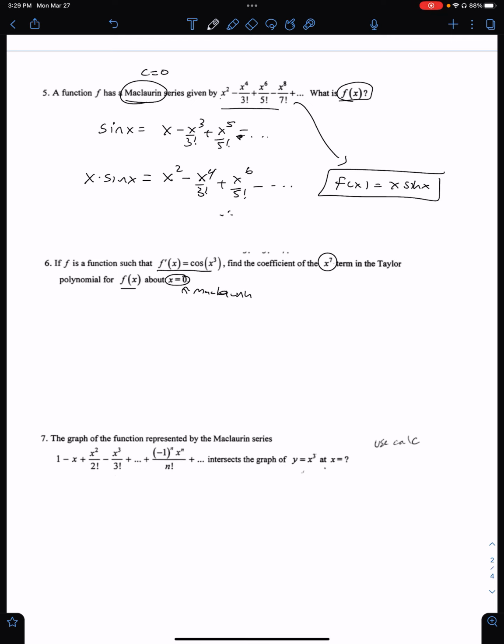So f prime of x is just cosine of x cubed. Well, I know cosine of x is my evens. So that's 1 minus x squared over 2 factorial plus x to the 4th over 4 factorial minus x to the 6th over 6 factorial plus dot dot dot. I want x cubed, so cosine of x cubed is going to be 1 minus x to the 6th over 2 factorial plus x to the 12th over 4 factorial. And I can stop there because I want the x to the 7th term.